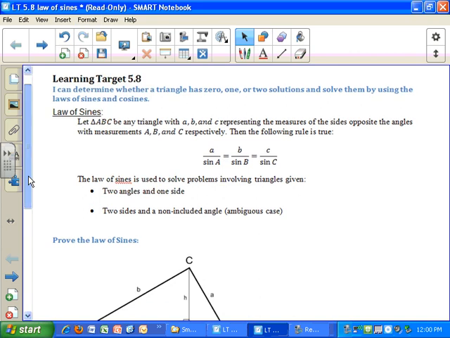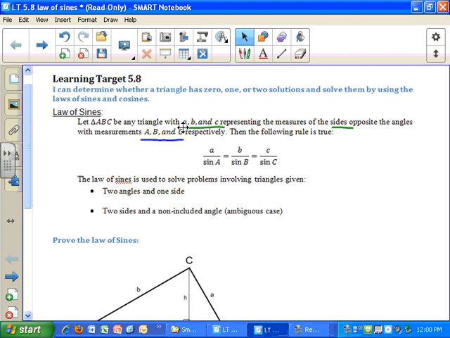Right off the bat, we've got the definition that says the law of sines will work with any triangle ABC. ABC are representing the side lengths. Remember, the lowercase letters are always the sides opposite the angles with the capital letters of ABC. And then you've got the law of sines, which I believe is something that you've used before.